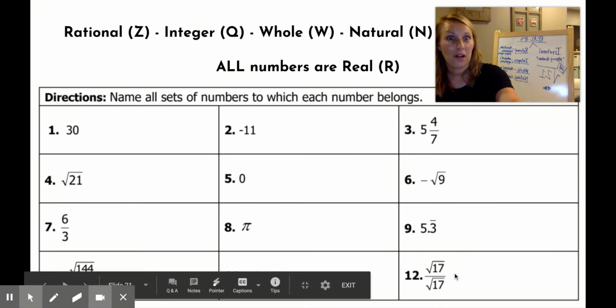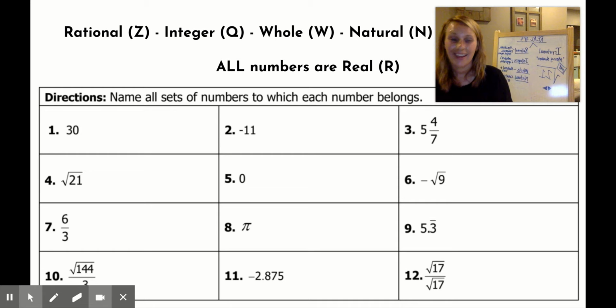And then number 12 is super fun. Figure out if you can put that into your calculator. You can, and it will help you, and I recommend doing that. But otherwise, what is any number divided by itself? For example, 5 divided by 5, 2 divided by 2, 17 divided by 17. The square root of 17 divided by 17 follows that same pattern. So as a mathematician, if you can recognize, hey, anything divided by itself is always 1.